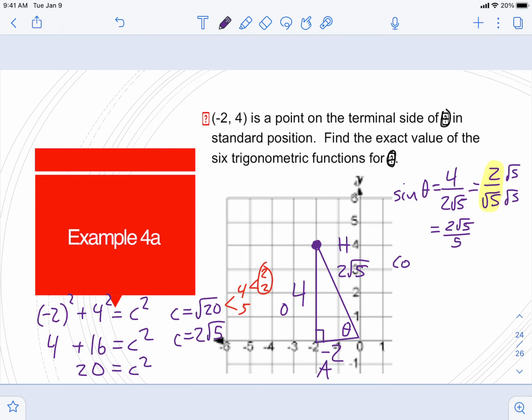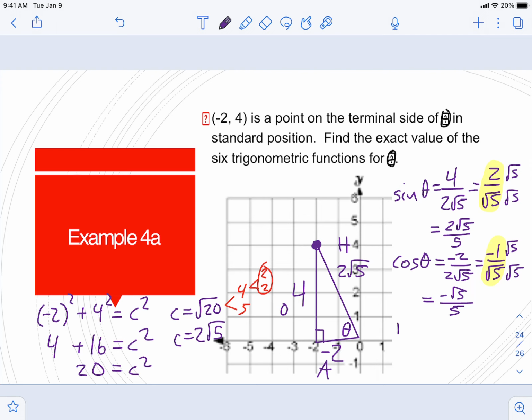All right, cosine, same idea. Negative 2 over 2 root 5, my adjacent over my hypotenuse. And again, the 2 over 2 cancels, so that makes it a negative 1 over root 5. And I could use this as my answer, but if I wanted to fully simplify it and rationalize it, I would multiply the top and bottom by root 5, and that would equal negative root 5 over 5.